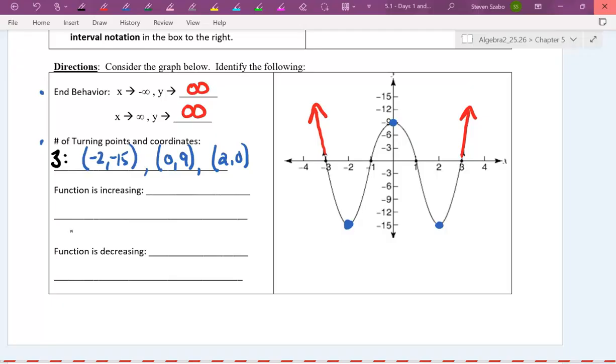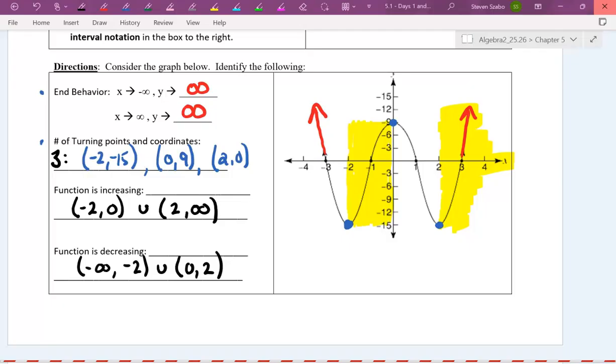Okay. Now with that information, take a shot at writing the intervals where the function is increasing. Again, focusing on the x coordinates, it is increasing from -2 to 0, and then again from 2 to infinity. Or it is decreasing from -infinity until we hit -2, and then again at 0 until we hit +2.